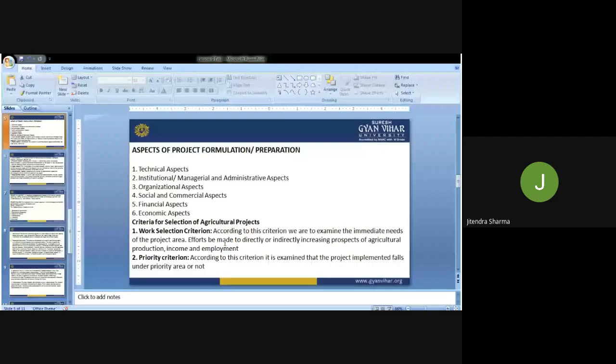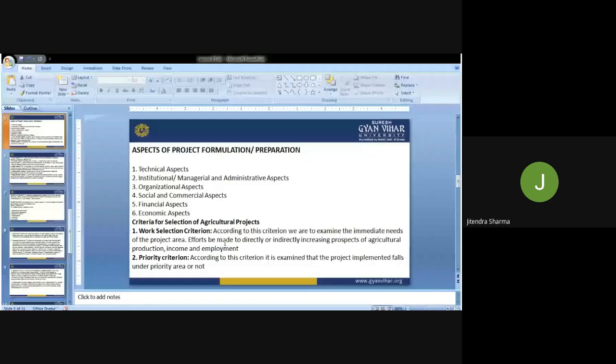Before formulation of the project, now we have a discussion on the criteria for selection of an agricultural project. This is also very important: on what basis do we select a project in agriculture? We have to know the selection criteria. First, according to this criteria, we have to examine the immediate needs of the area.